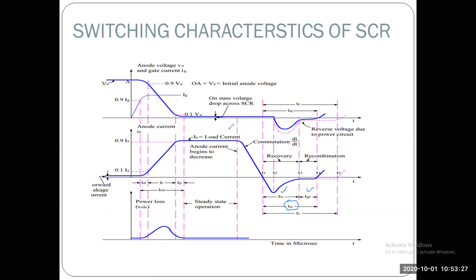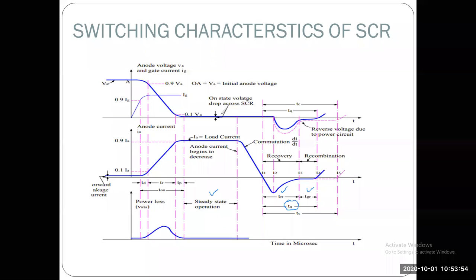If you see the graph, you can clearly observe. Before turning off, tq is the turn-off time, but before that we have a steady state operation. During steady state operation, the SCR is continuously in on state. There is no variation. Continuously in on state means 100% of the anode current is available with a small on-state voltage drop across the SCR.